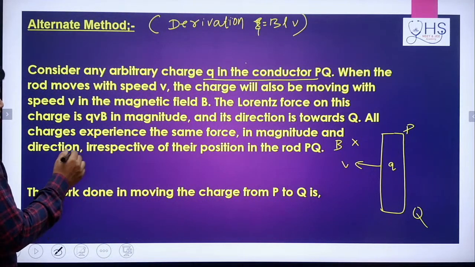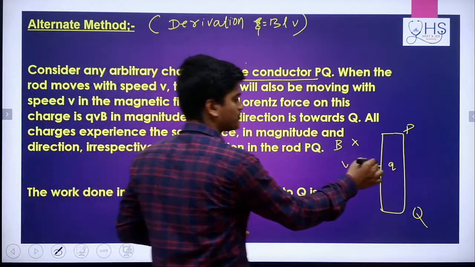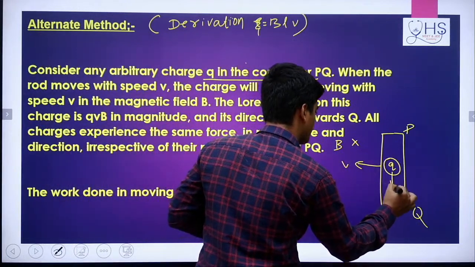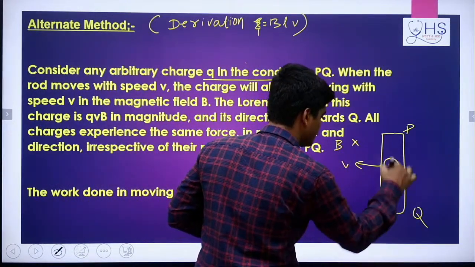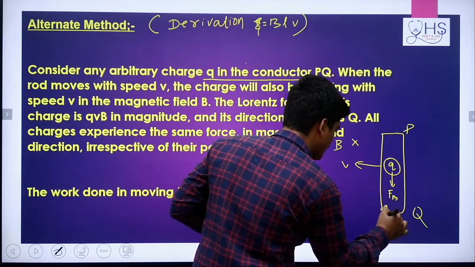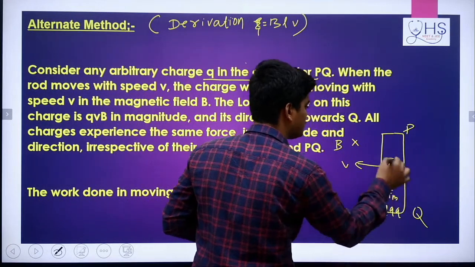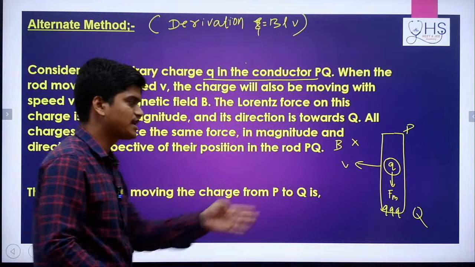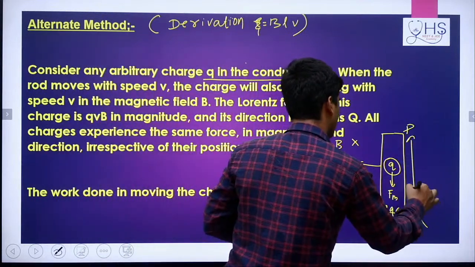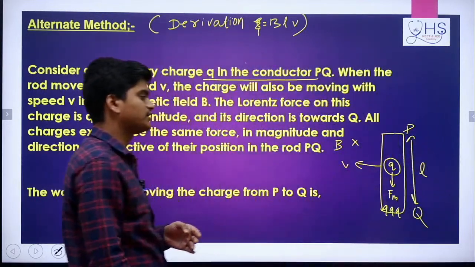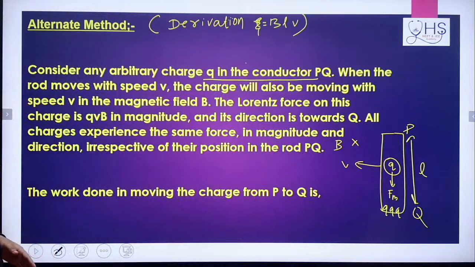Now this charge will experience a magnetic force downward. Now all the charge will come and accumulate here. This charge is a positive charge. Where will it accumulate? It will accumulate down at Q, all the positive charge will accumulate there.